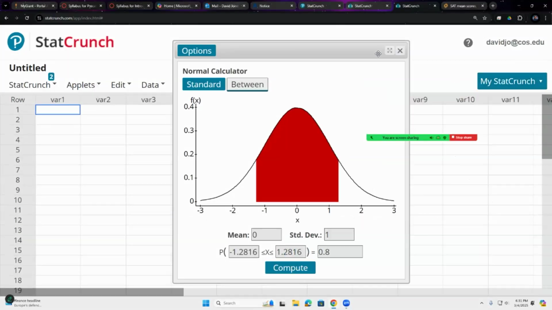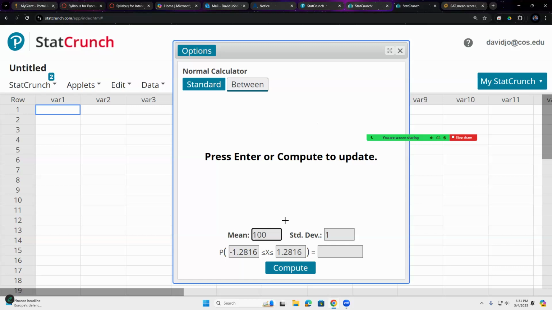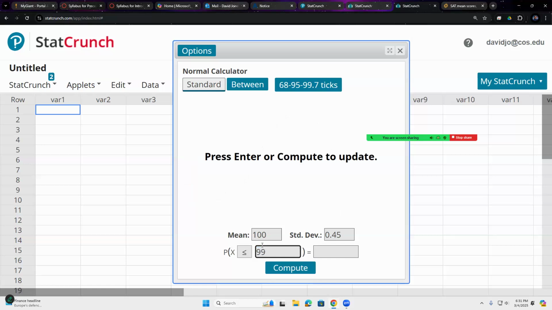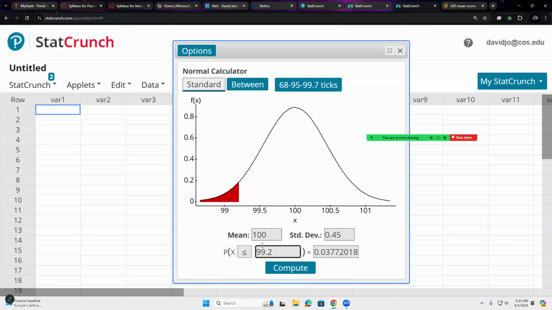Alright, so on our first one, we have a mean length of 100, and a standard deviation of 0.45. They started off asking us less than, so we click on the standard button up here. And we want less than 99.2. Looks like if we do 4 decimal places, 0.0377.